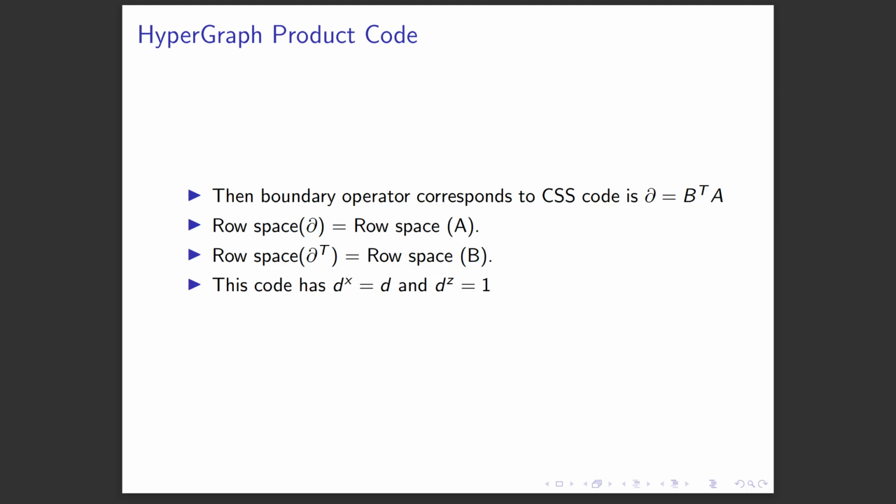One must also note that this code has dx equal to d and dz equal to 1. dz is 1 because the dummy stabilizers we add will have only one qubit associated to each.